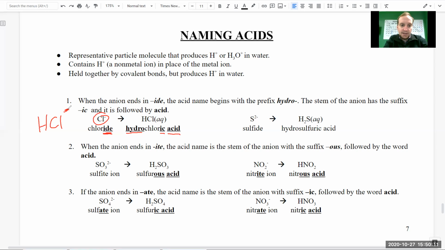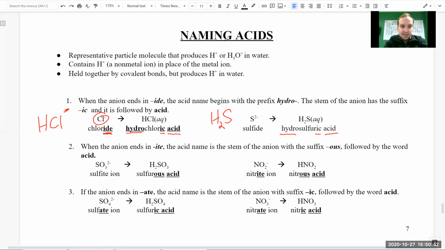So hydrochloric acid. Over here, if we had H2S, S is sulfide. That's not sulfate. Remember, sulfate is something completely different. That's sulfide. Because that's dihydrogen monosulfide, which is one way we could name that, it's actually going to be hydrosulfuric acid, not hydrosulfide, but hydrosulfuric acid. Okay, now that's going to be completely different if we have a different ending.